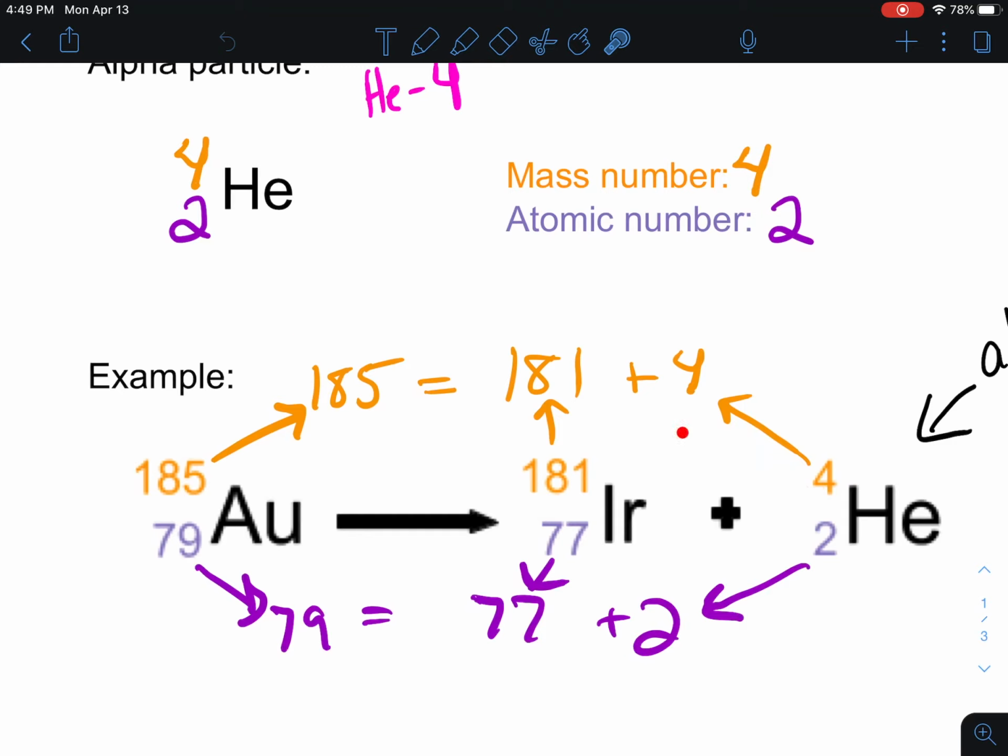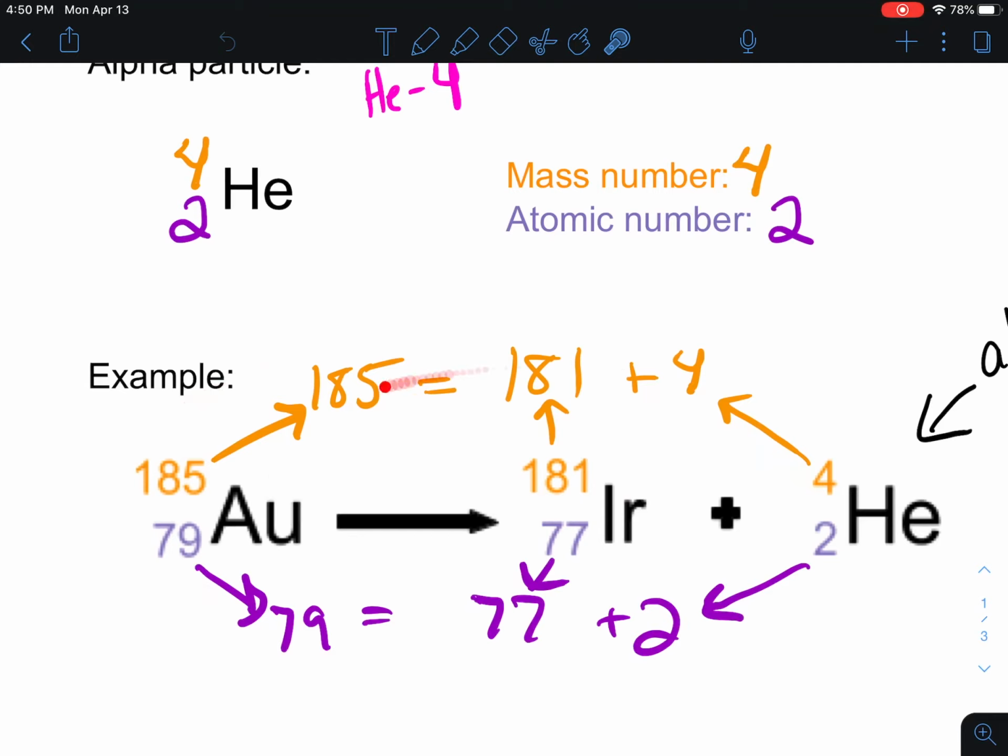Look at this up here. 185 is equal to 181 plus 4. Knowing that that's how this works will help you with our Canvas quizzes because there will be times when I don't give you this number. You would need to figure out that number by going, 185 minus 4 gives me 181. Or I might give you 181 and 4, and then you have to come up with 181 plus 4 is 185. And so on and so forth.